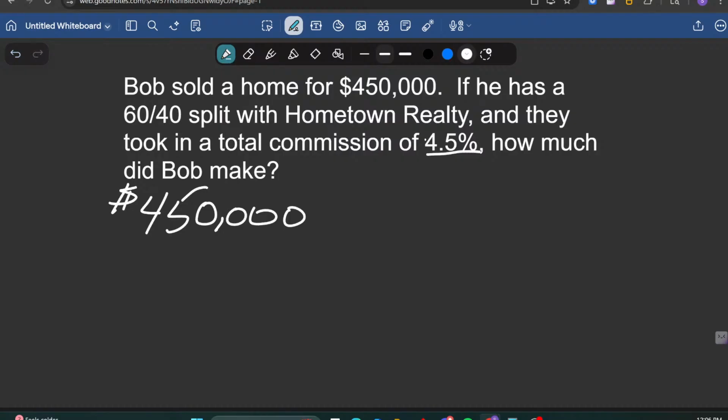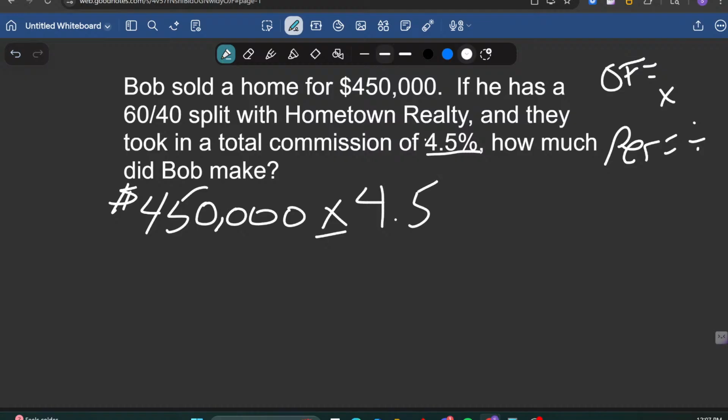If you ever try to find a percent of a number, that is going to be multiplication. So here's something that I always like to tell students: of equals multiplication, per equals division. So if you're trying to find the percent of a number, we're going to be multiplying. If it's per, you're going to be doing division. So now, 4.5% as a decimal. A lot of you struggle with where the decimal would be.